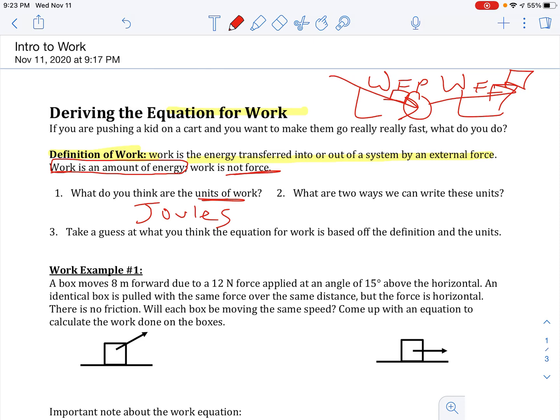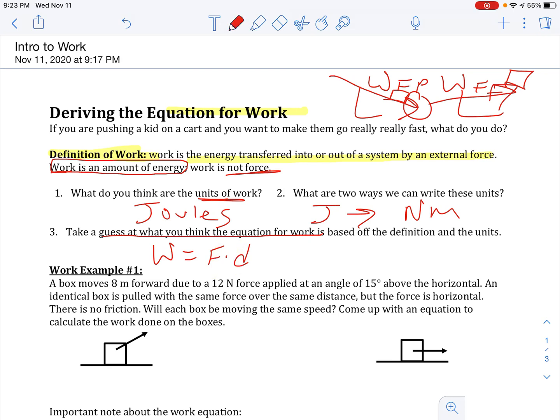We know that we can write joules as a capital J, but really joules, if you remember Miss Rona's video, are Newton meters, Newtons times meters. So if I were to ask you to take a guess at what the equation for work might be, hint, hint, Newtons times meters, you'd be right if you guessed work equals force times distance, because we measure force in newtons and distance in meters.